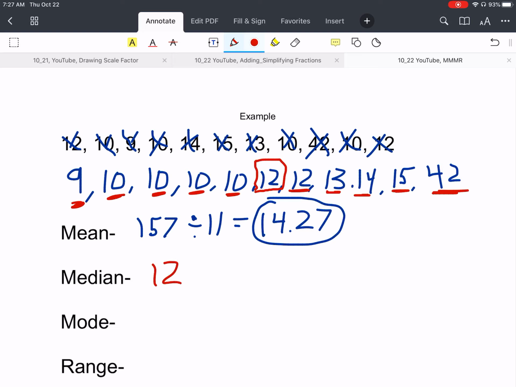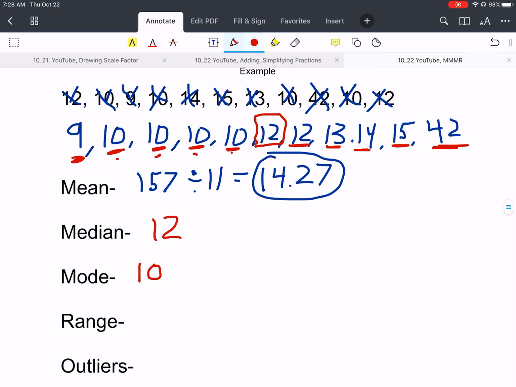The mode is going to be the number that is most frequently seen. It's usually pretty easy to identify the mode. I can see here that I have 4 tens, and there's no other number that I have more than 4 of. So the mode is going to be 10.